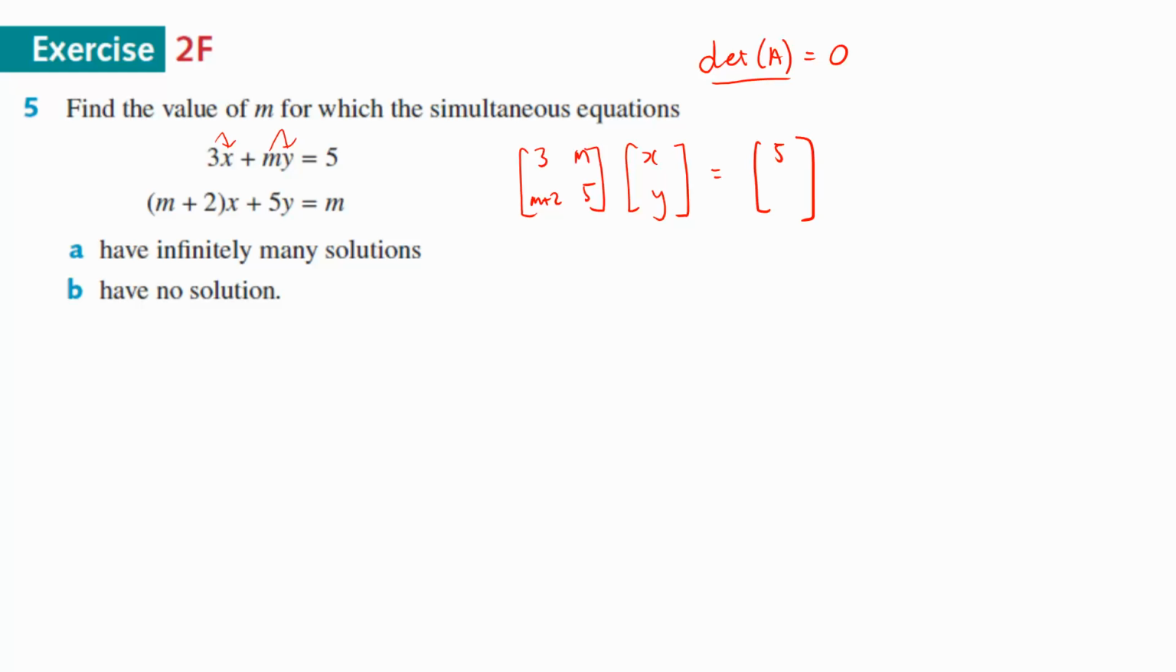So if I did matrix multiplication now, you would say 3 times x, which is there, plus m times y, and it goes to the first entry. Now the answer apparently is 5, and I'm saying that equals 5. Then I say my second line, m plus 2 times x plus 5 times y, and then it's meant to equal to m. Okay, so I'm just rewriting as a matrix multiplication.